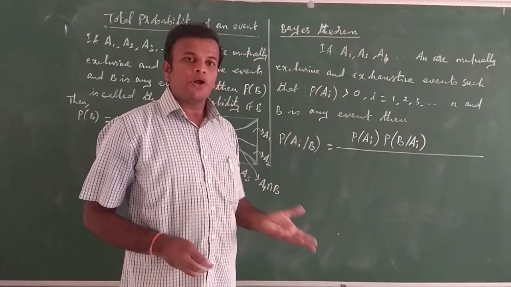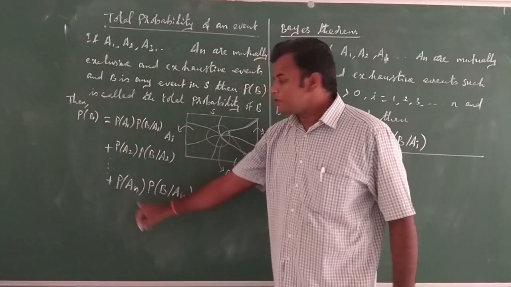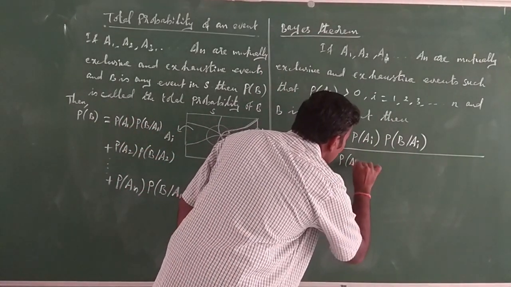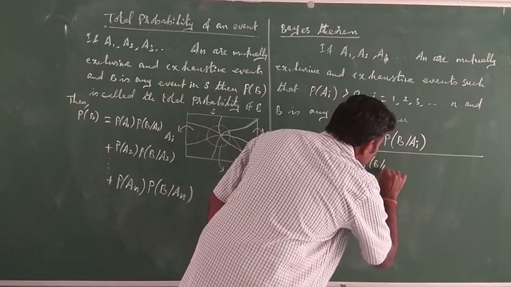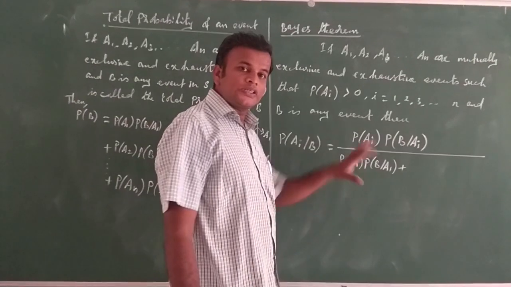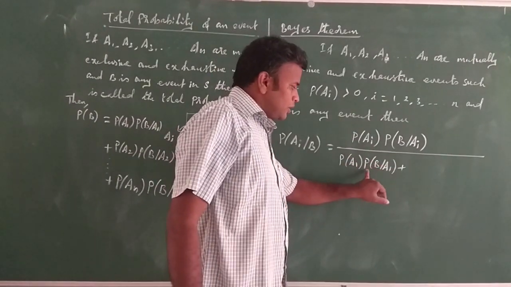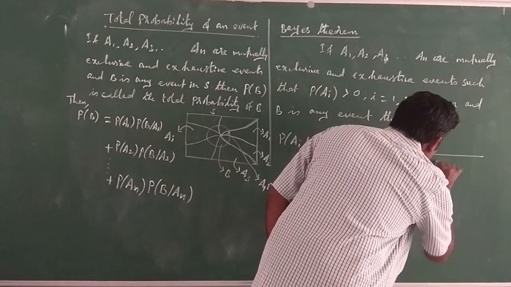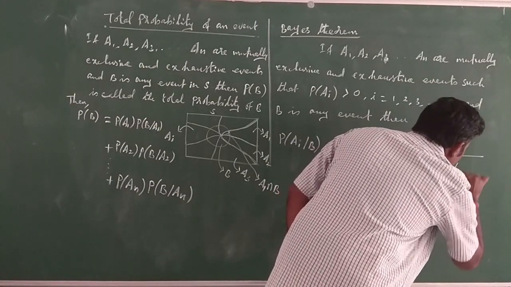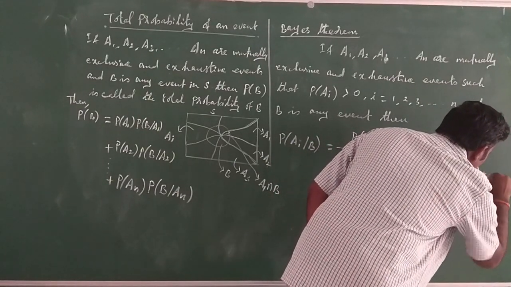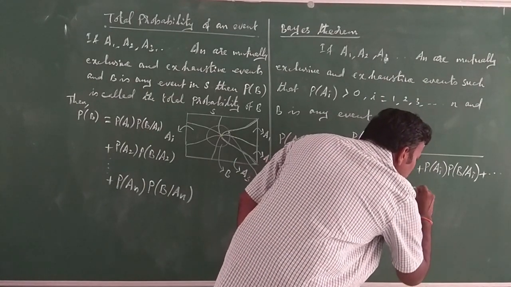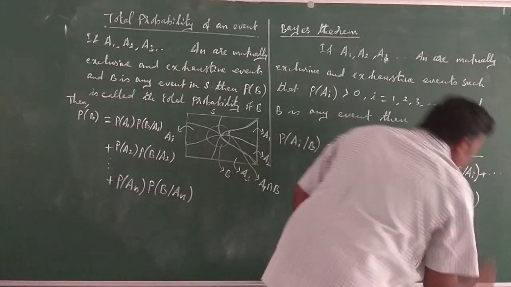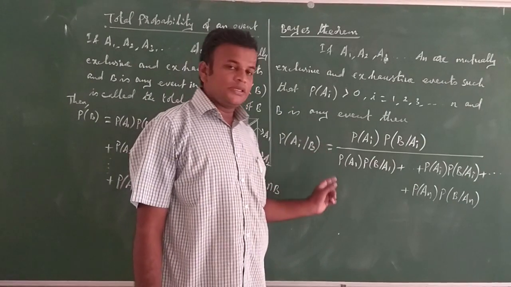Here also we write all the total probability values. That means this is the total probability value. So in the denominator we write all values: P of A1 into P of B by A1, plus second step P of A2 into P of B by A2, plus and so on. At a certain stage, P of Ai into P of B by Ai, plus, and the last step is P of An into P of B by An. So this is called the Bayes theorem.